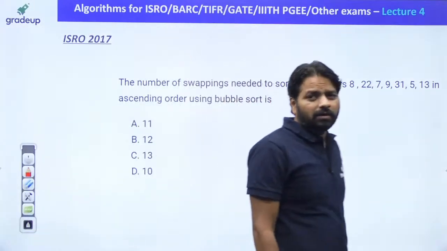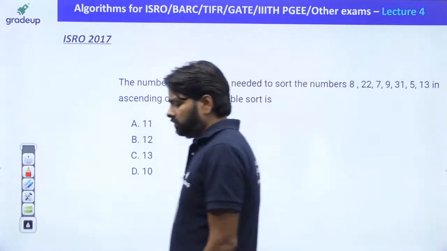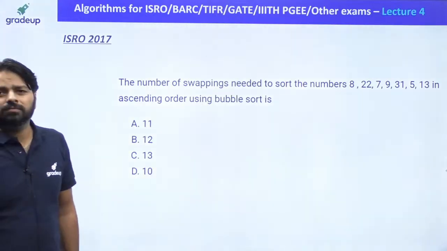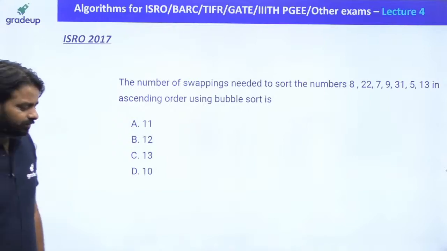Let's see who can do it. You just have 1 minute or 2 minutes max. How many swaps are needed using bubble sort? Everybody knows bubble sort?